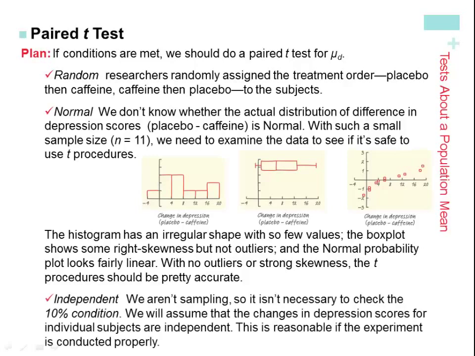We aren't sampling here, so it's not necessary to check the 10% condition. We will assume that the changes in depression scores for the individuals are independent. This is reasonable if the experiment was conducted properly.